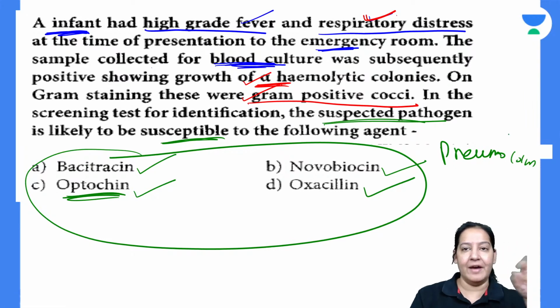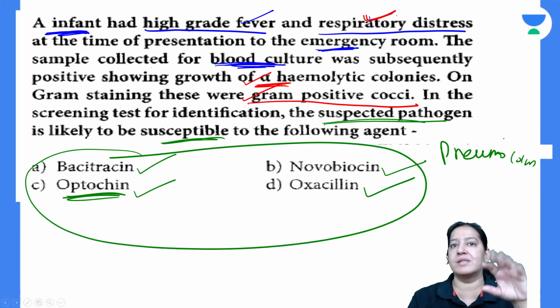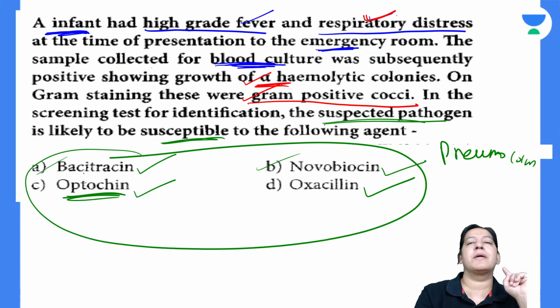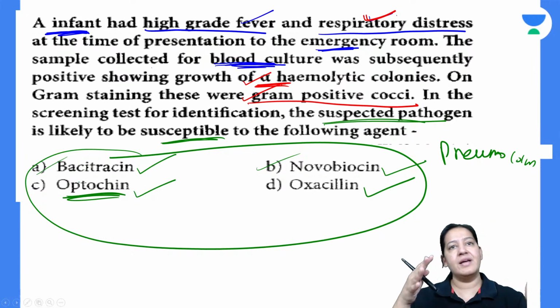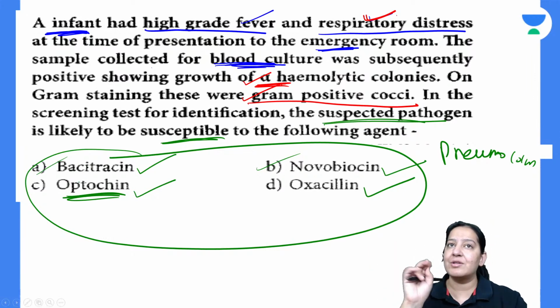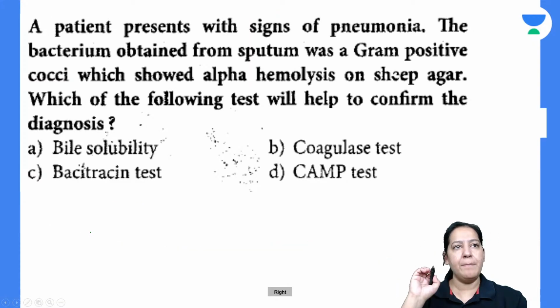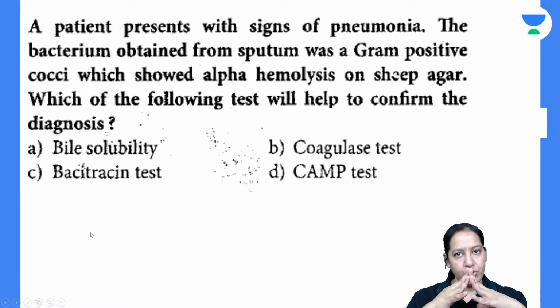If the organism here, instead of pneumococcus, were Staphylococcus, your answer would become novobiocin. If it is Streptococcus pyogenes, your answer would become bacitracin. So various bacteria are sensitive to various chemicals or antibiotics. Here the organism is pneumococcus, that's why the answer is C. You got my point? Should I go to the next question?